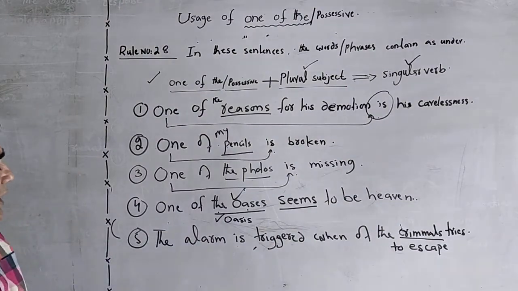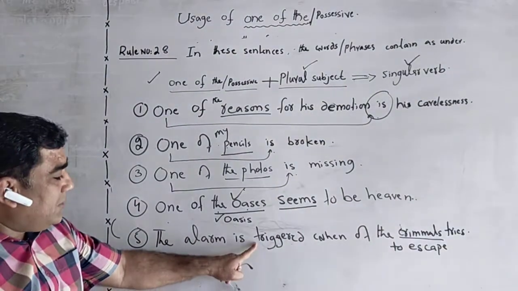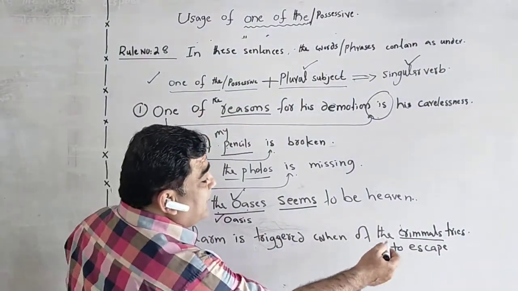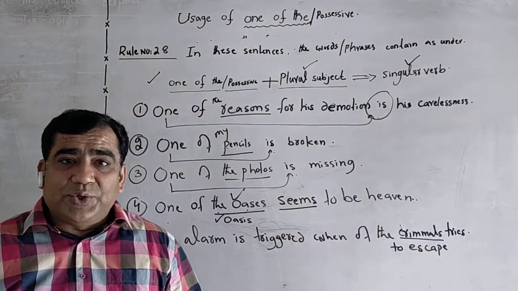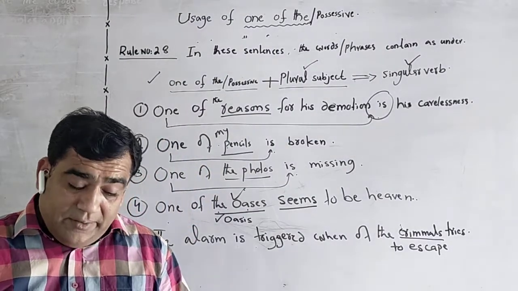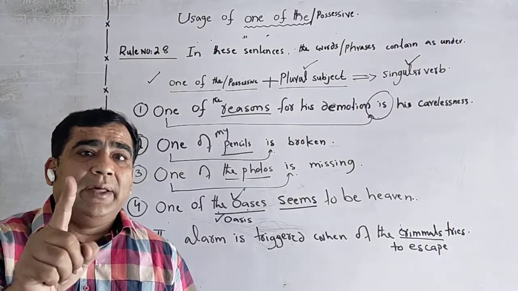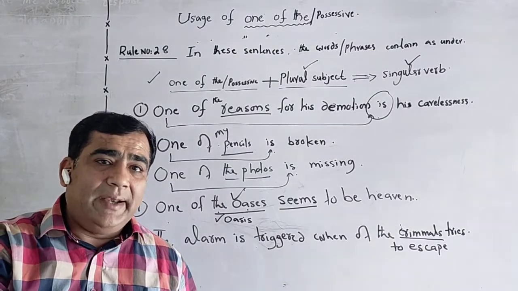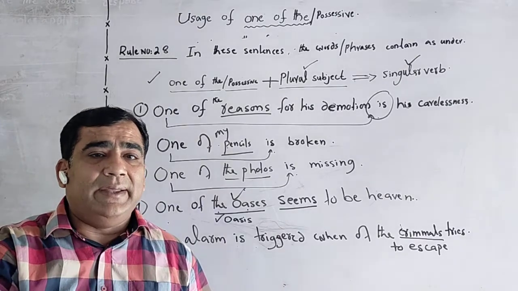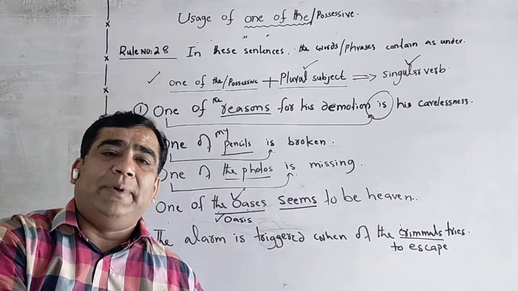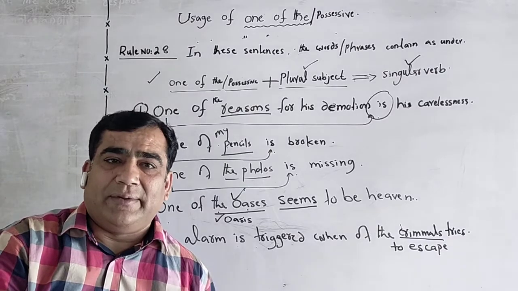Last one: the alarm is triggered when one of the criminals tries to escape. Now, from your screenshot discussion, find whether you have made a mistake or have chosen correctly in a proper way.